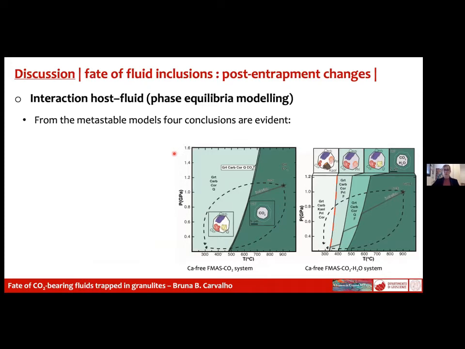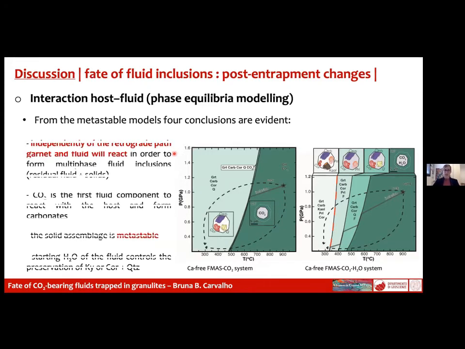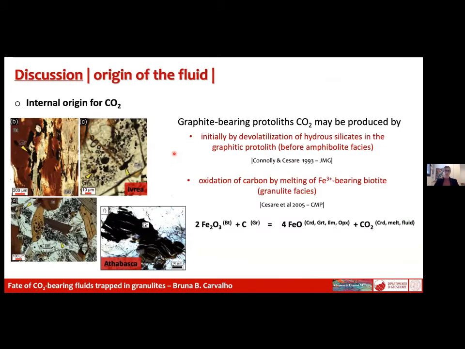So from these models, four conclusions are evident. Independently of the retrograde path, the garnet and the fluid will react to form these multiphase fluid inclusions. They are formed of a residual fluid and solids. The CO2 is the first component of the fluid to react with the host and form the carbonates, and the solid assemblage is metastable. And the starting H2O of the fluid will control the preservation of kyanite or corundum and quartz. So now another intriguing point is what is the origin of this fluid if it was present?